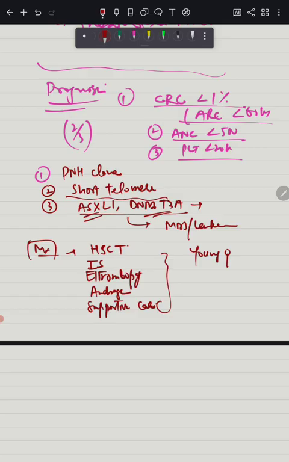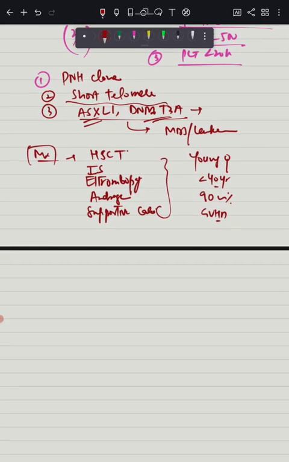So young patient, by that we mean less than 40 years, because it has a long survival of 90%, and mortality, although that can happen, is due to infection or graft versus host disease. We can also go for matched unrelated donor transplantation. It is the initial treatment in kids and salvage treatment in adults. But a fully matched sibling donor is preferred in young patients, first choice, less than 40 years of age.